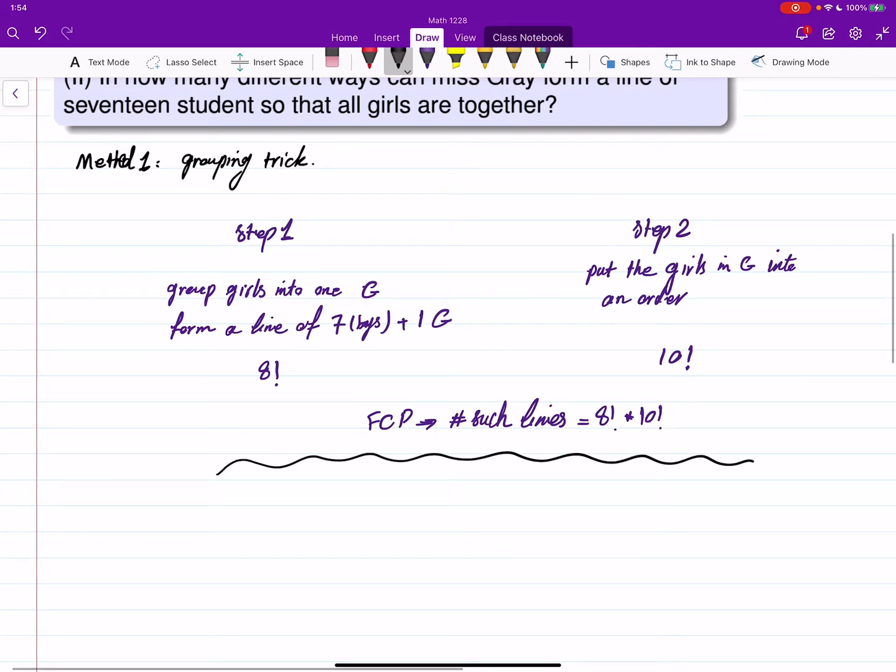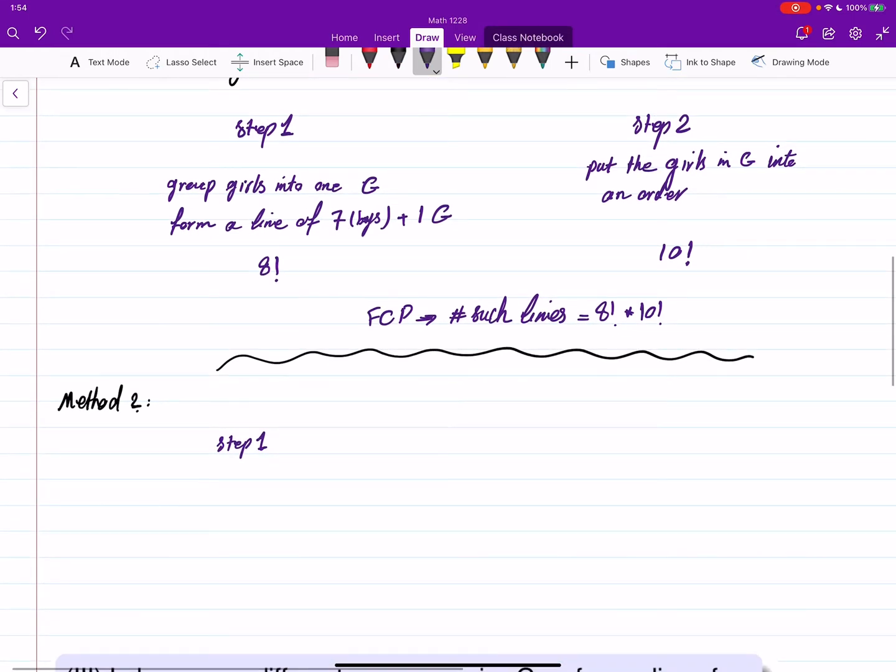There is also another method which I kind of like. So method 2: we forget girls completely. Step one is to form a line of 7 boys. For a moment, forget how many girls we have. This will give us 7 factorial.